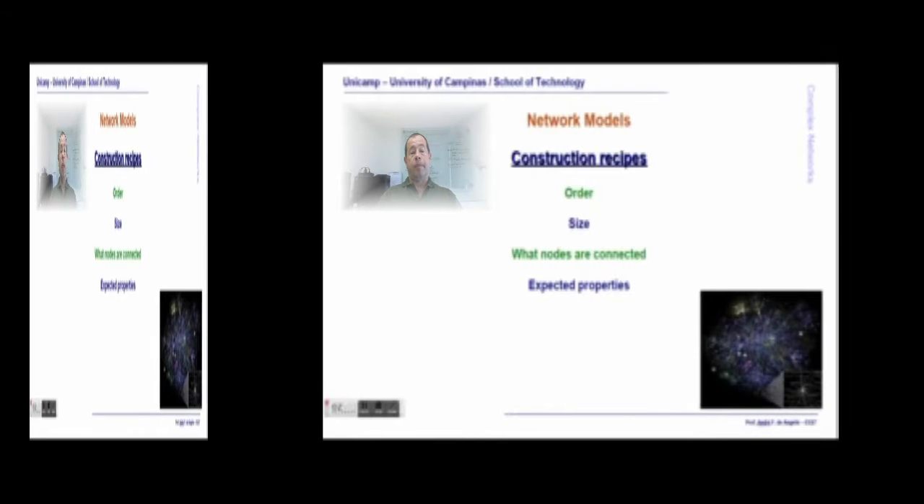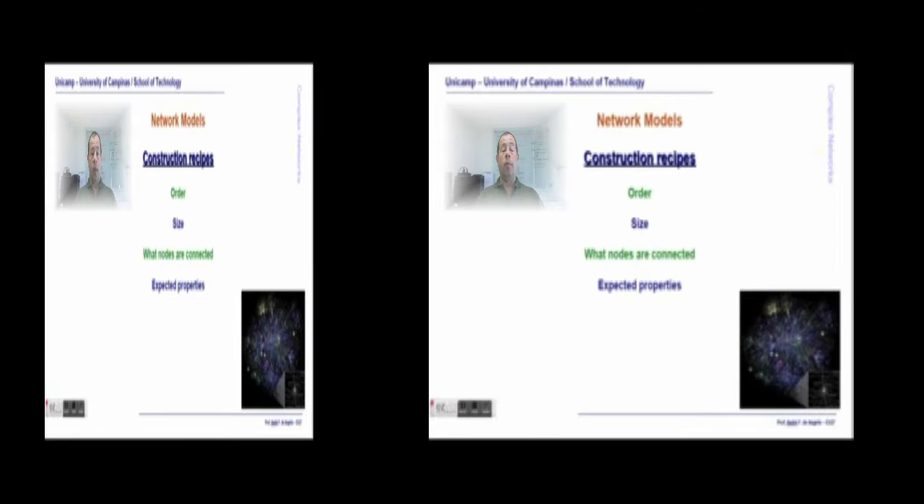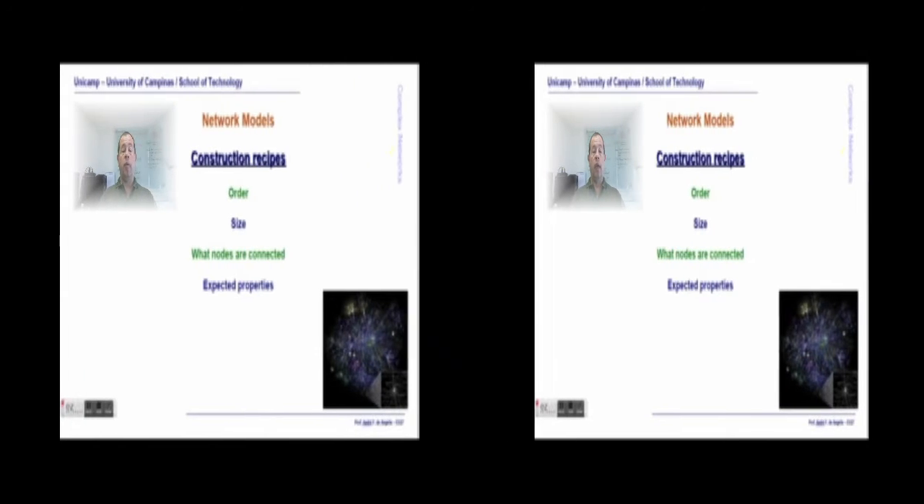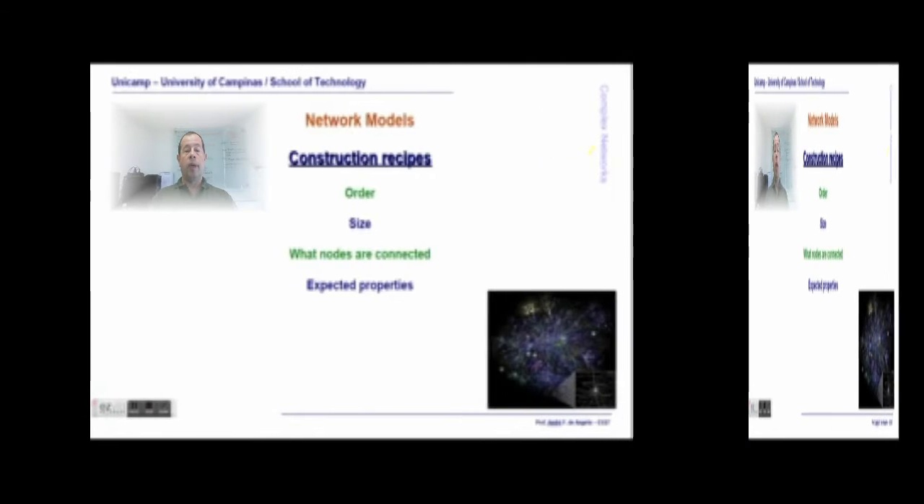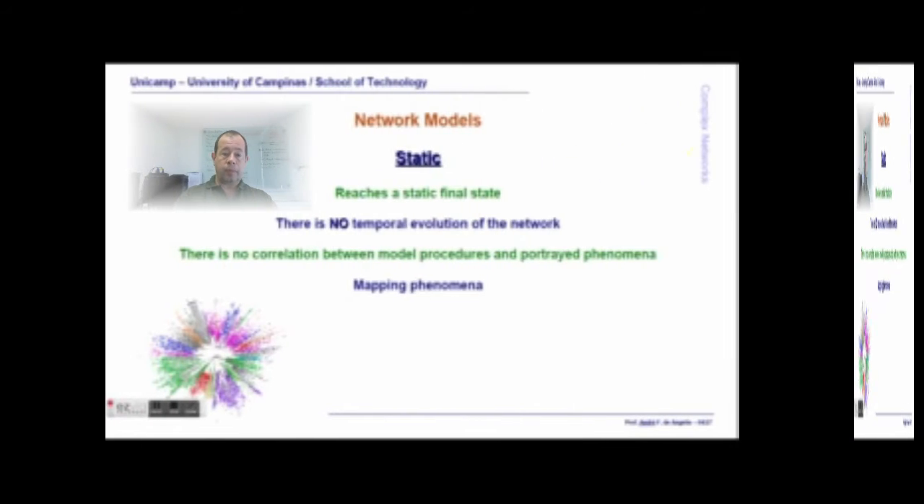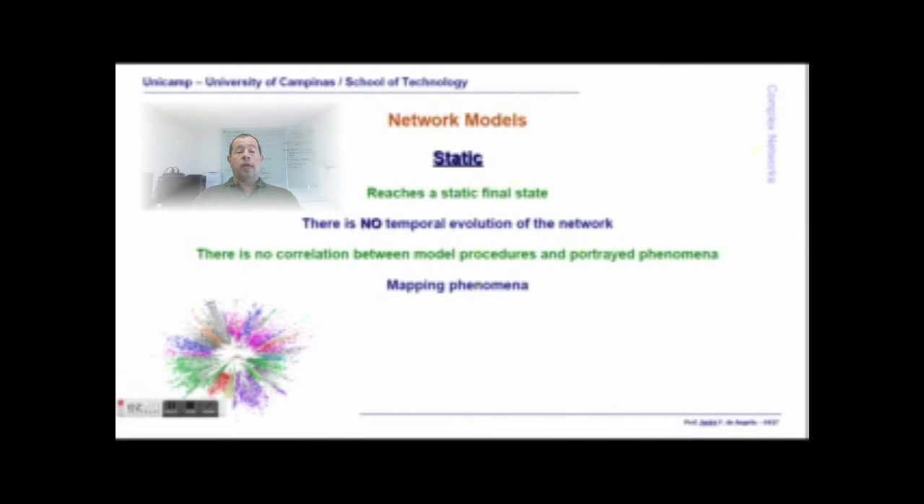We can include expected properties of the network in the model. Then, essentially, it is a recipe: how I will build a new network. There are two types of models, the static models and the dynamic models.